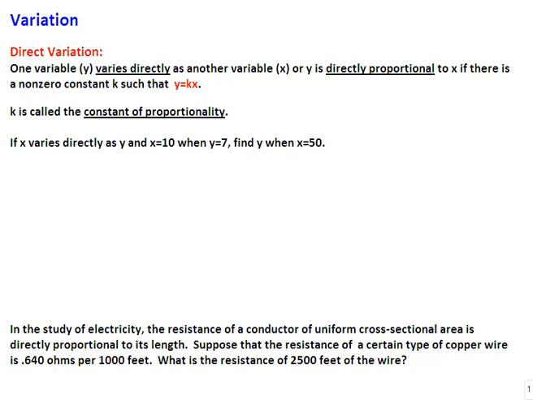Welcome to the lecture on variation. There are three types of variations that we're going to talk about today. The first type is called a direct variation. And this is a relationship between two variables.